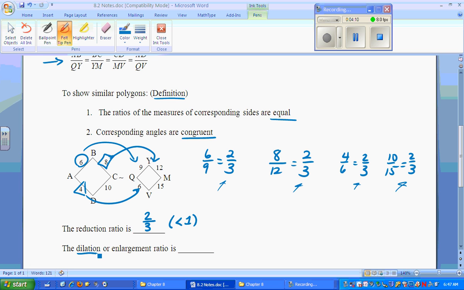The dilation or enlargement ratio. I remember dilation because if you've ever gone to the eye doctor and they put little drops in there and they're like, hey, I'm going to dilate your eye. They put the drops in and boop, your eye expands, not the eyeball itself, but so they can see into the eye. So an enlargement is greater than 1, which is 3 over 2.